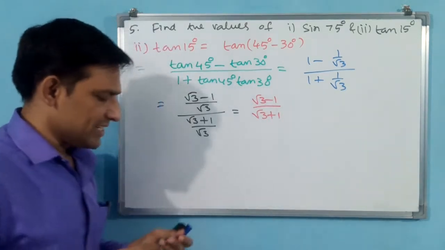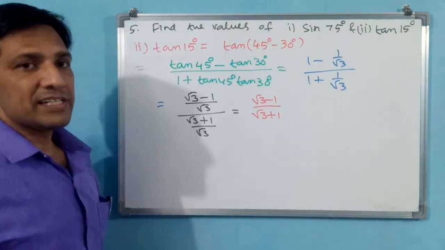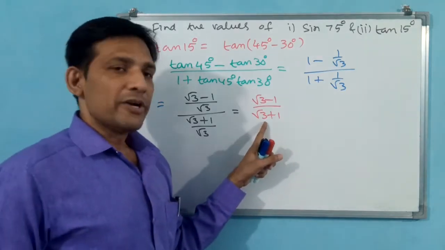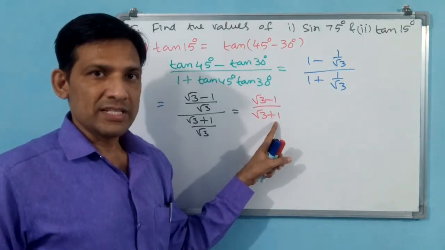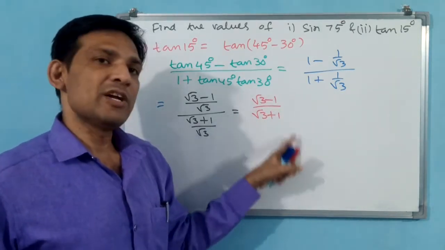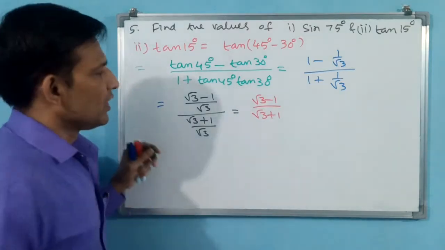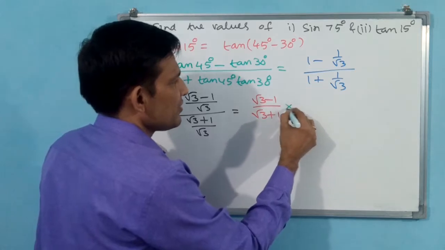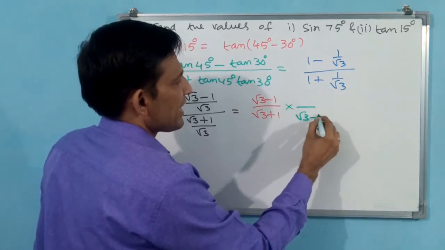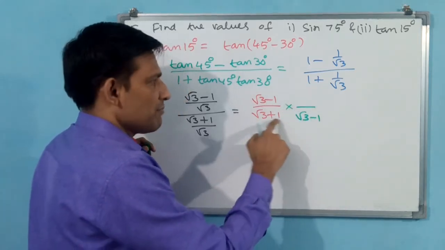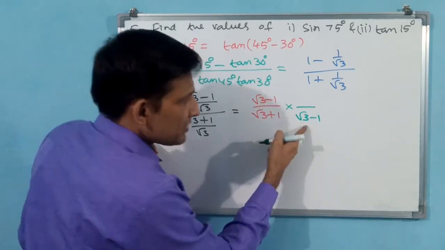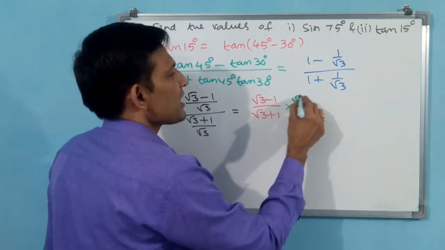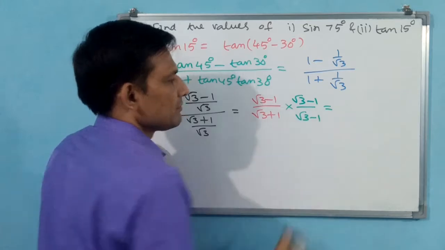Now you can do rationalization. For doing rationalization, what you have to do? The denominator's symbol you have to change, and with that you have to multiply numerator and denominator. Here plus is there, minus you have to take, root 3 minus 1. Okay, same but the symbol is going to change. With this only you have to multiply, and the numerator also, root 3 minus 1.